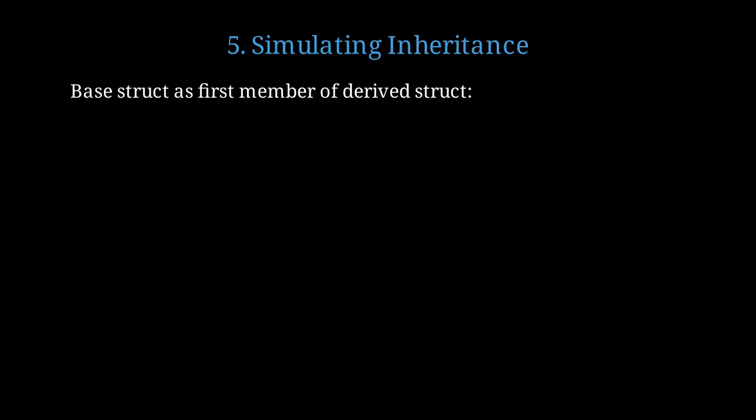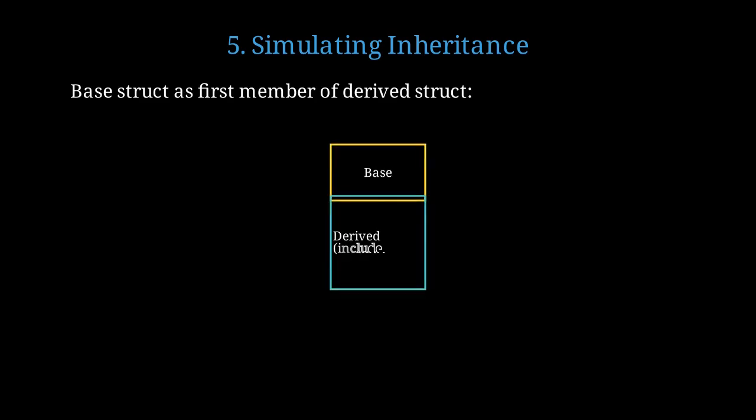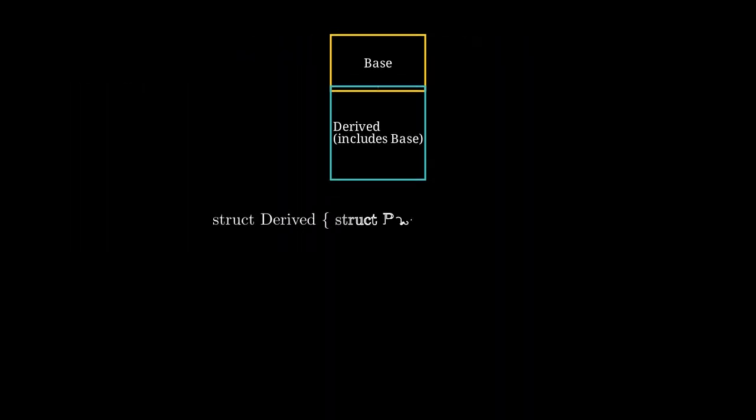Inheritance can be simulated by embedding structs within other structs. We place the base struct as the first member of the derived struct to simulate inheritance. The derived struct contains all the base struct members plus additional members. By embedding the base struct first, we can safely cast between base and derived pointers.